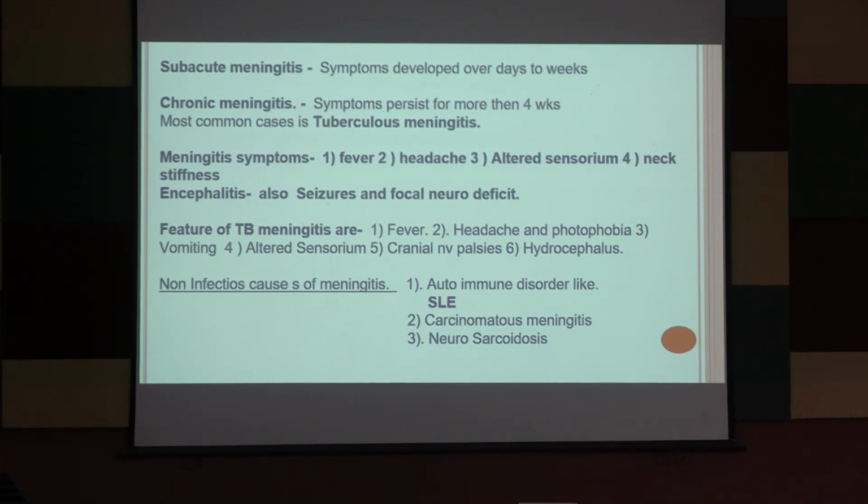The meningitis may be very acute, like pneumococcus, meningococcus, and herpes simplex. They cause very stormy events, everything within 48 hours. But it may last up to weeks, depending on the organism. And in chronic meningitis, symptoms persist for more than 4 weeks. When symptoms persist more than 4 weeks, we call it chronic meningitis.